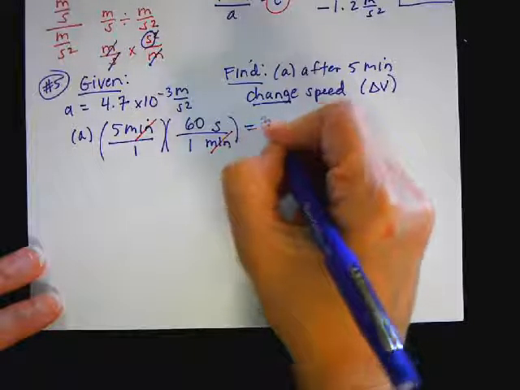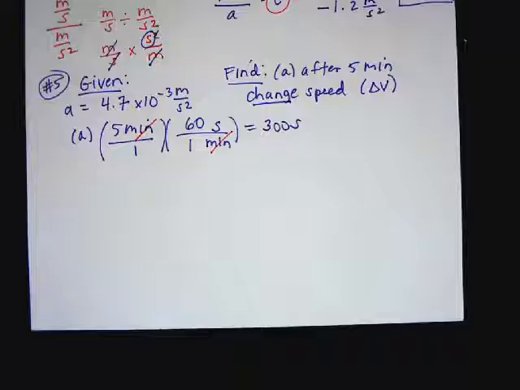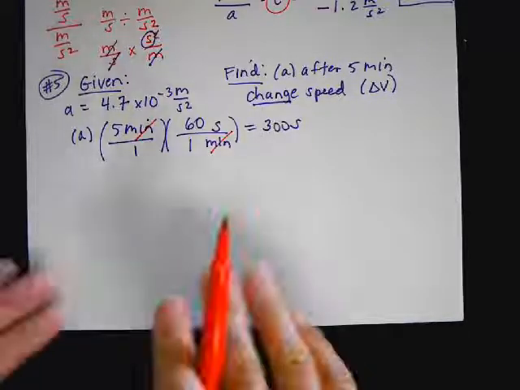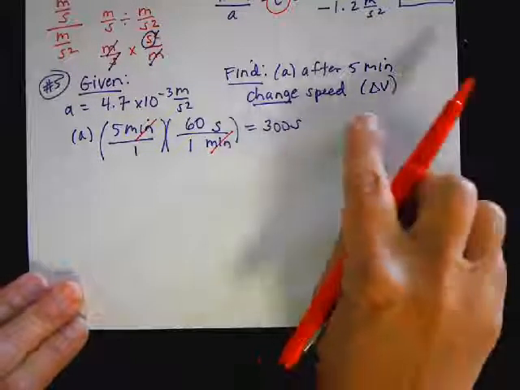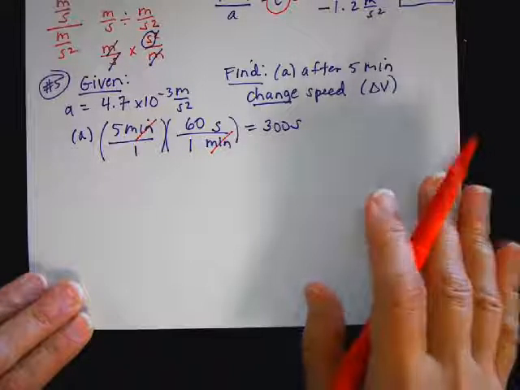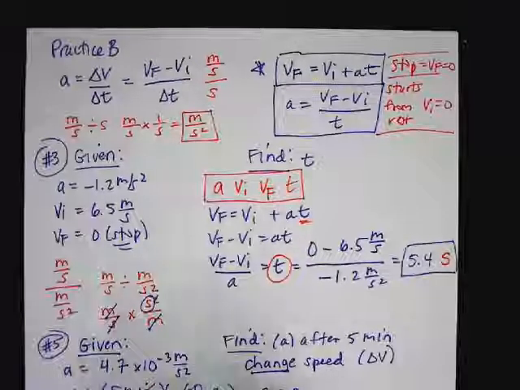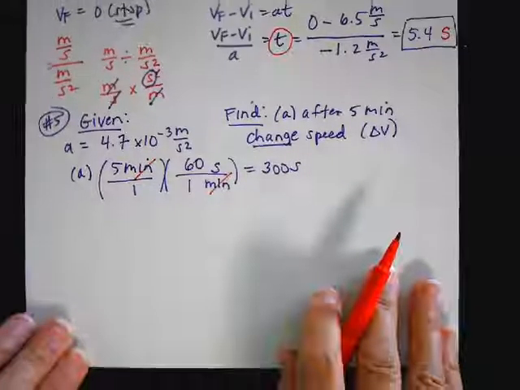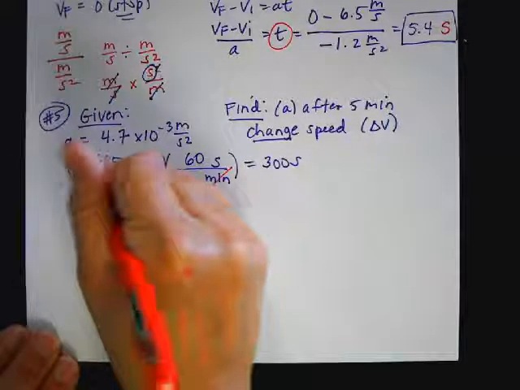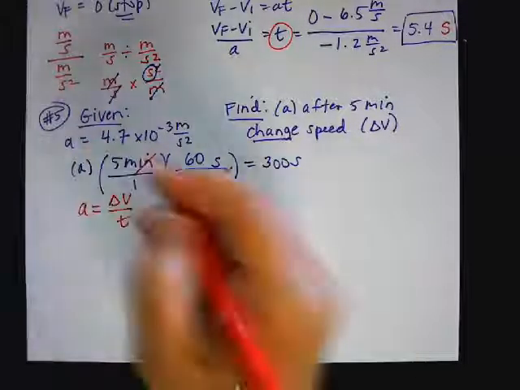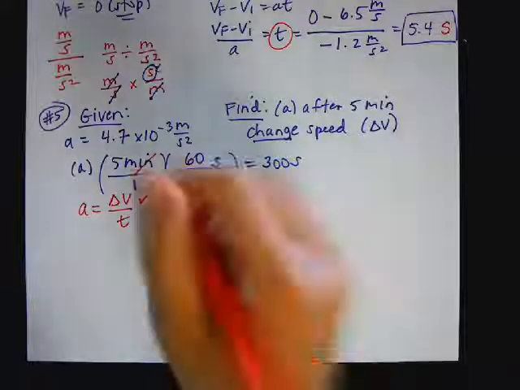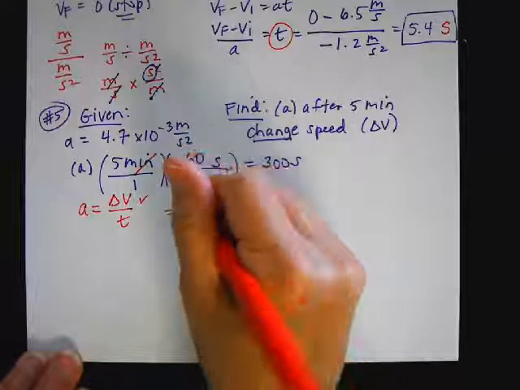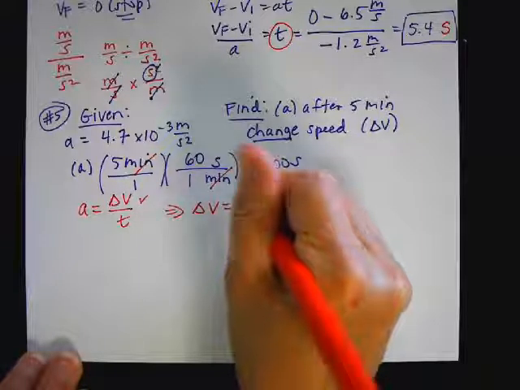Now I'm going to ask myself, well, what equation am I going to use? Because I'm finding delta V, which I know is VF minus VI, but I don't want those, I can go back up and just use the definition of acceleration. So I'm going to write my basic equation: a is equal to delta V over delta T, and this is what I want to solve for. So I'm going to rearrange the equation for the unknown in terms of the known. So delta V is a times T, which is 4.7 times 10 to the minus 3, times 300 seconds.